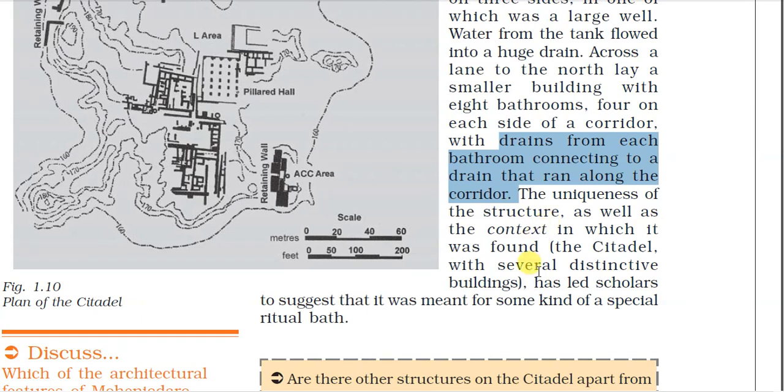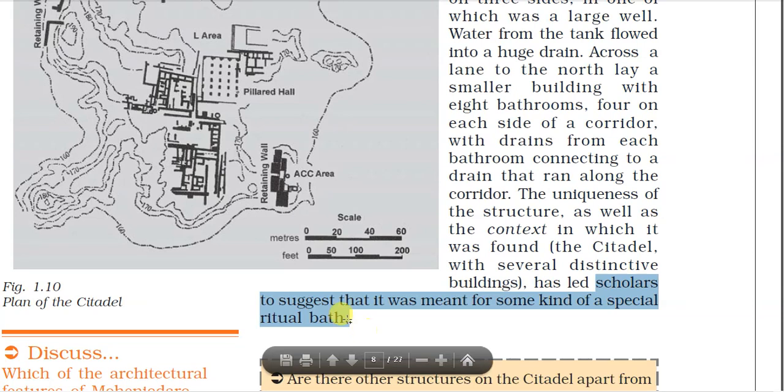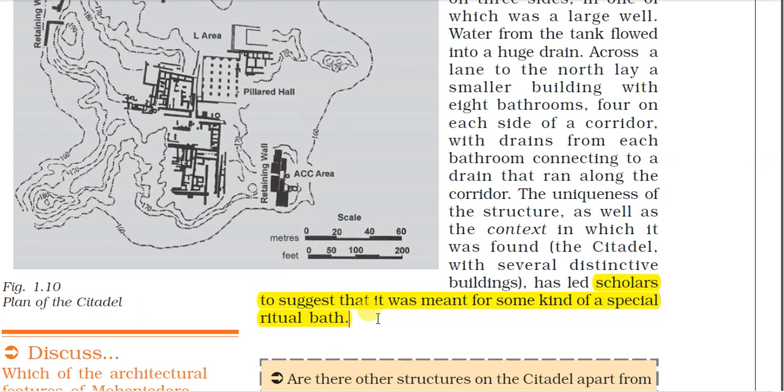Now, again, this is very, very important that we don't know what Great Bath was used for. We have absolutely no idea. Again, a theory, an assumption. Scholars suggest that it was meant for some special kind of ritual bath. Again, we don't know. We don't know anything about the religion. We don't know anything about their belief system. So it's again an assumption that it might be used for some special ritual bath.